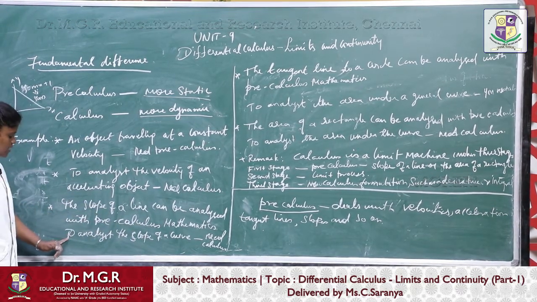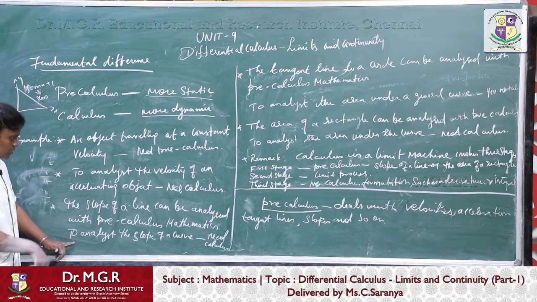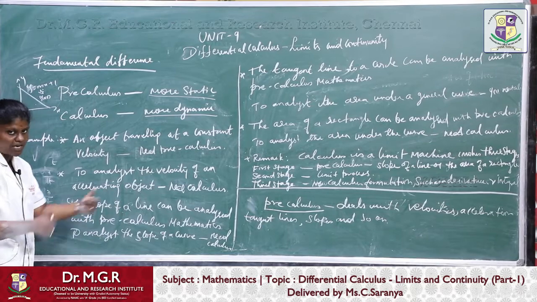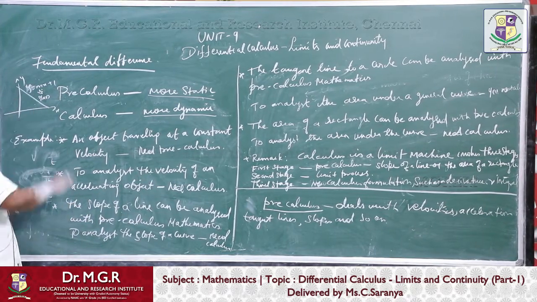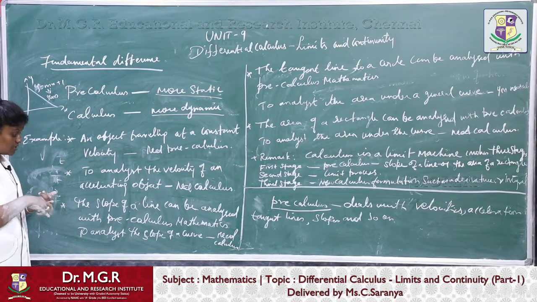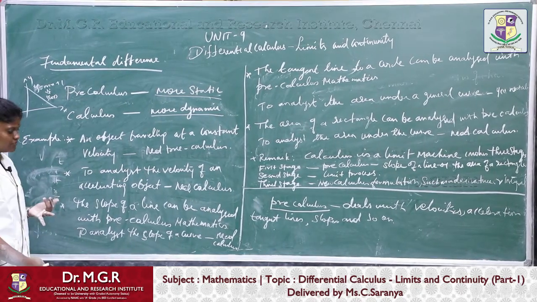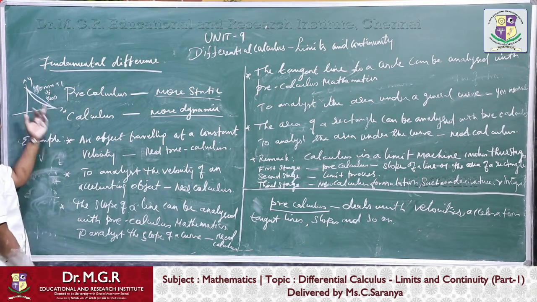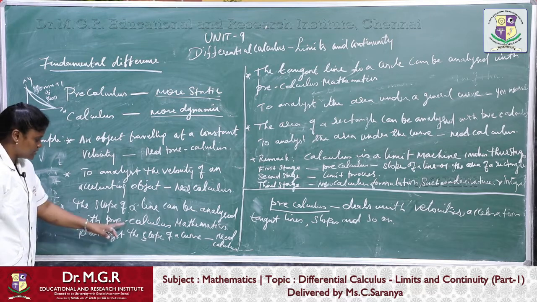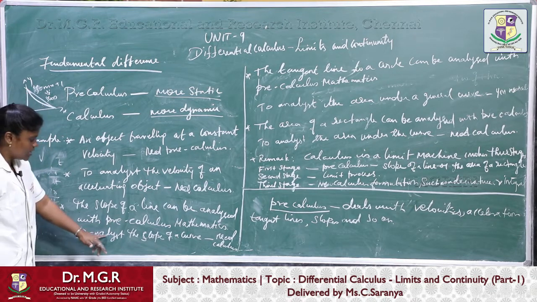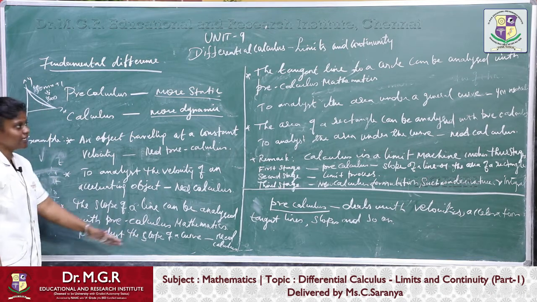Then next, what does calculus do? First the slope of the line is analyzed with pre-calculus. Then what is next is the slope of the curve. For example, you take a curve, analyze that curve, and measure the line. To analyze the slope of the curve, you need calculus.